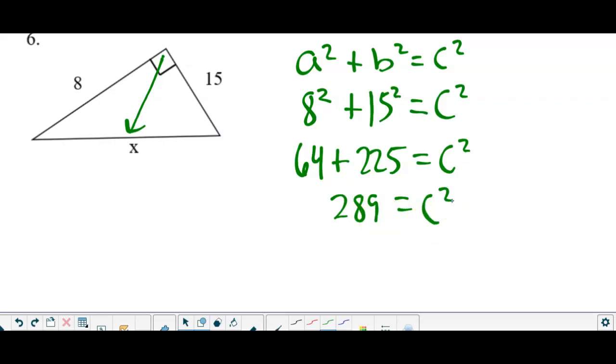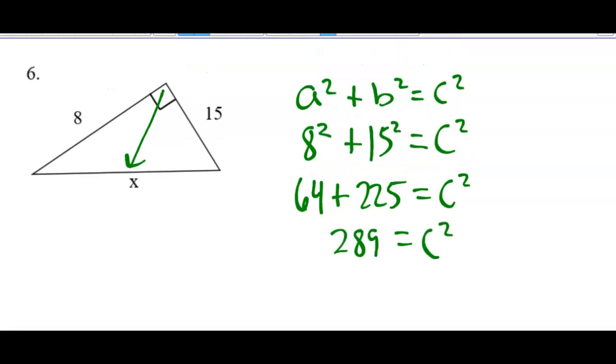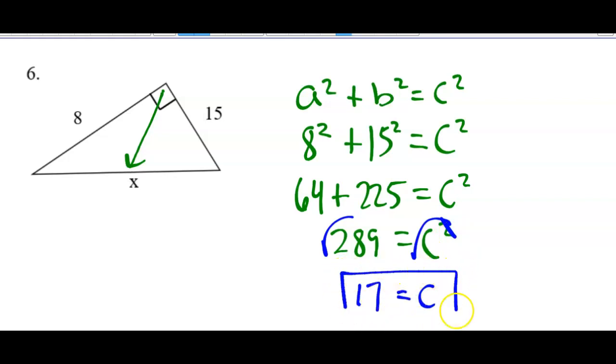Okay, I've got to make sure that I square root both sides to get rid of my square. And I get c is equal to 17. And that's my answer. So this side length would be 17. And that is all.